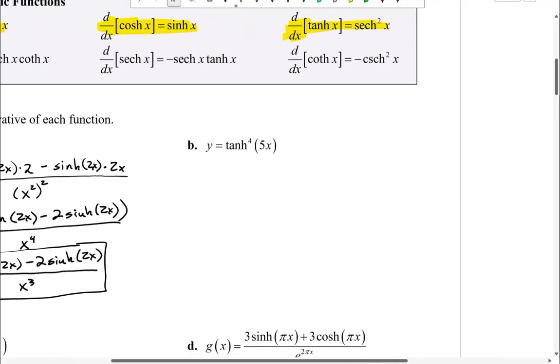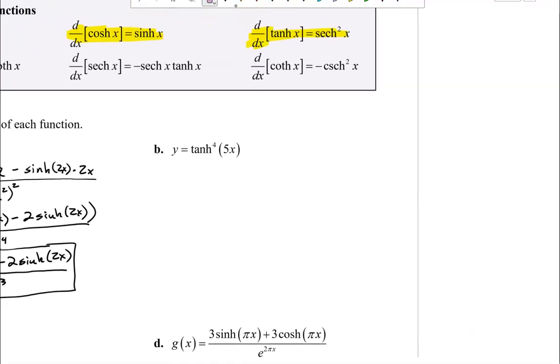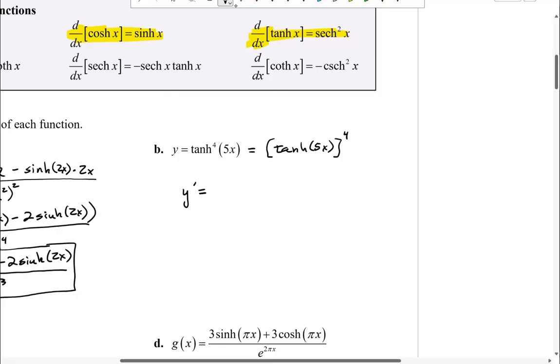Let's go on to part B. Here we notice that we have hyperbolic tangent raised to the fourth power. So this can be rewritten this way. So now it's a matter of applying the chain rule. So when we take this derivative, we'll first take the derivative of the fourth power, leaving the inner function alone, raising it now to the third power. Then we multiply by the derivative of hyperbolic tangent, which is hyperbolic secant squared. And finally, we multiply by the derivative of the inner function, which is just 5.